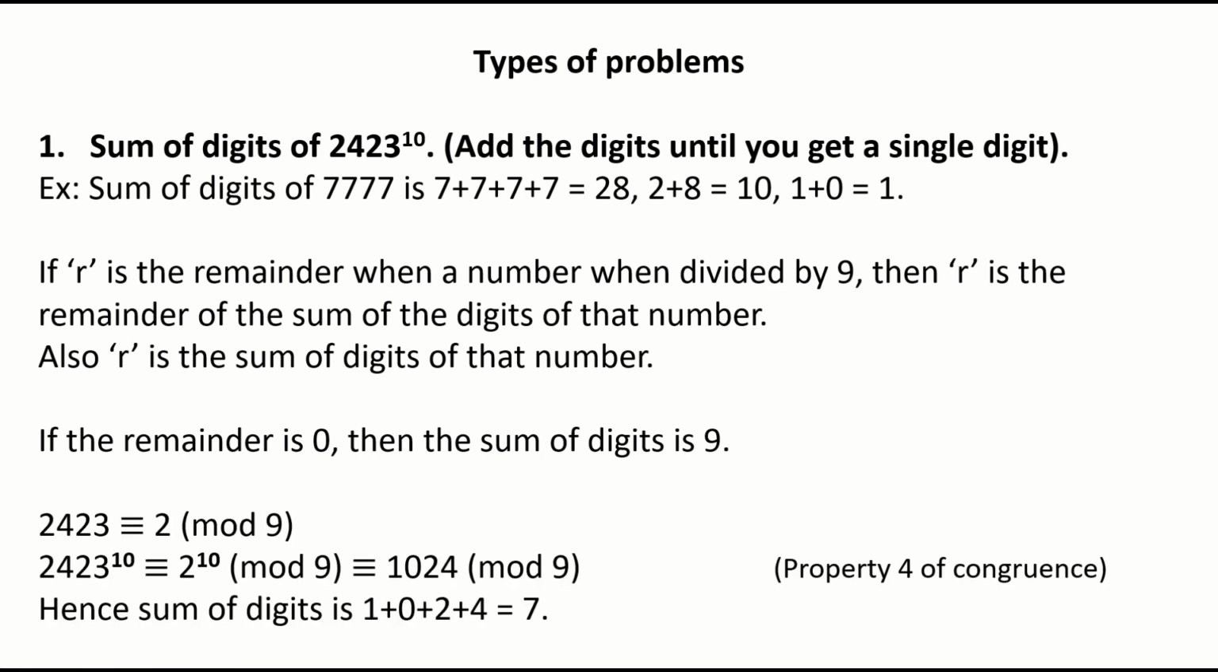You just need to find mod 9. So 2423 mod 9 is 2; you divide 2423 by 9 and you get the remainder 2. So 2423 to the power of 10 is congruent to 2 to the power of 10 modulo 9, and 2 to the power of 10 is 1024. You can go ahead and divide and find the remainder, or you can stop here and just find the sum of the digits of 1024, that is 1 plus 0 plus 2 plus 4, which is 7. So 7 is the sum of the digits of 2423 to the power of 10.